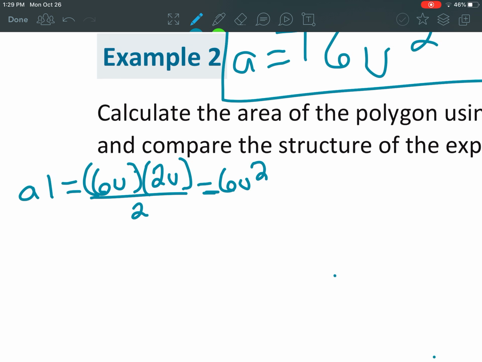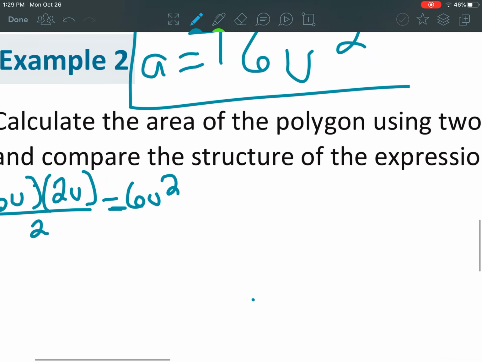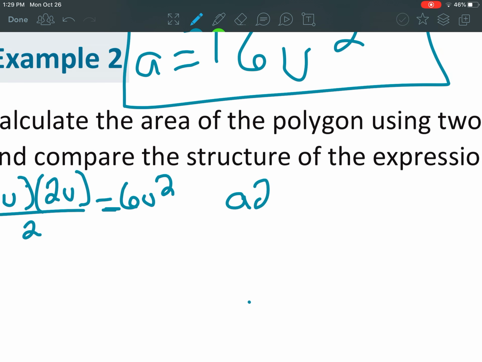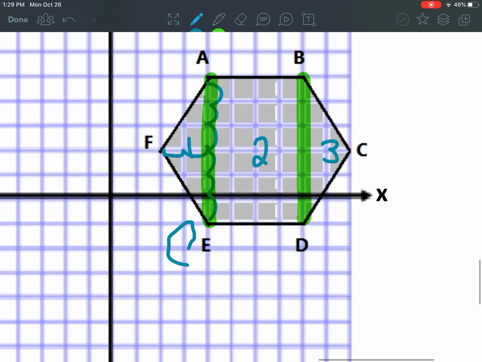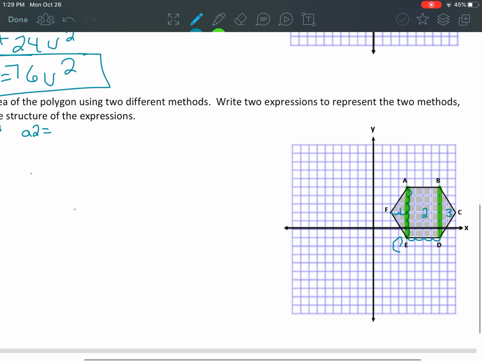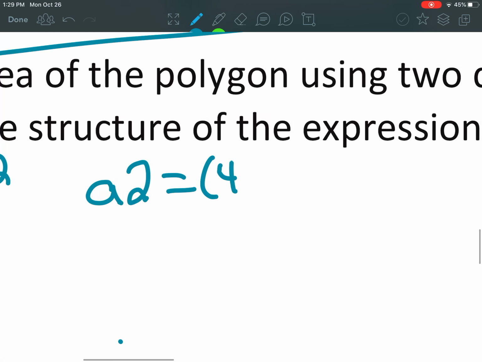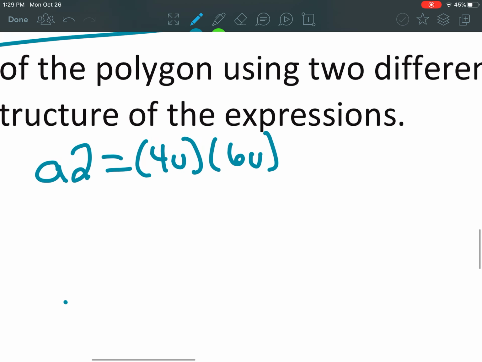And the area of number 2, we would have 1, 2, 3, 4. And then our height would be 6. So it would be 4 units times 6 units. That'd be 24 units squared.